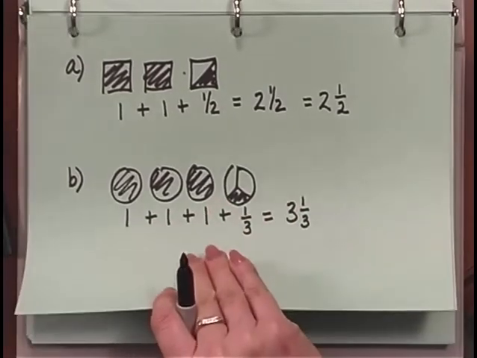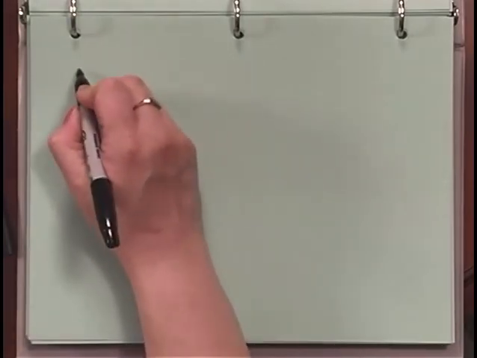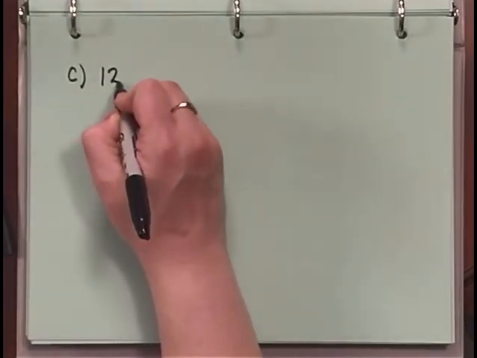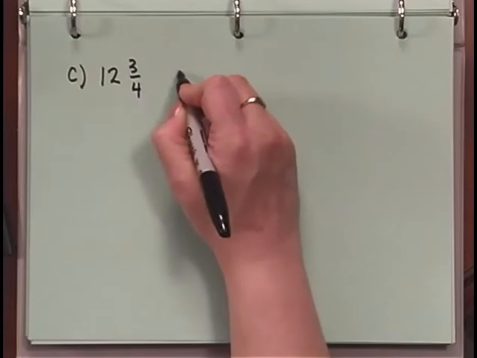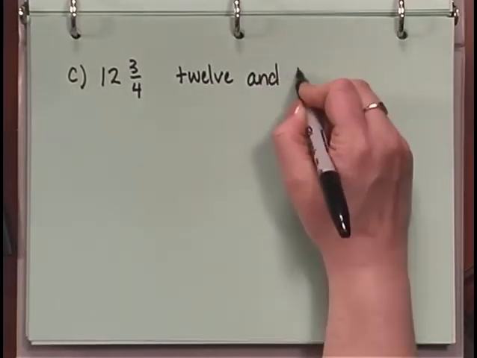Okay, in problem C, we're supposed to use words to write each mixed number. So for problem C, we're given 12 3/4. So you should have written this as 12 and 3/4.